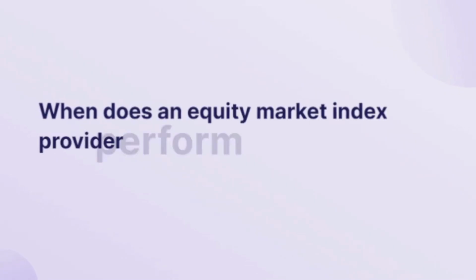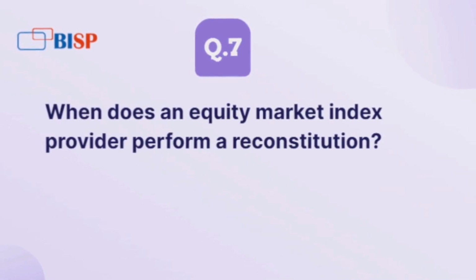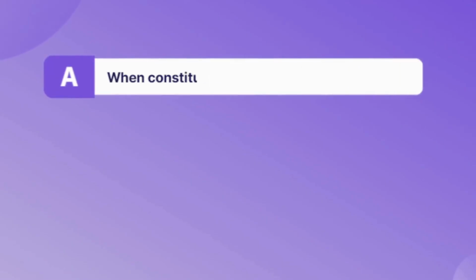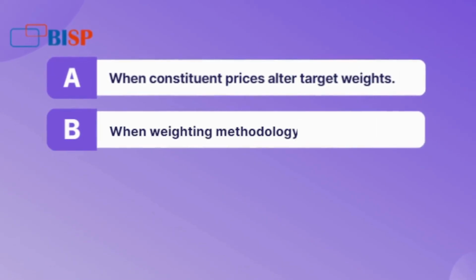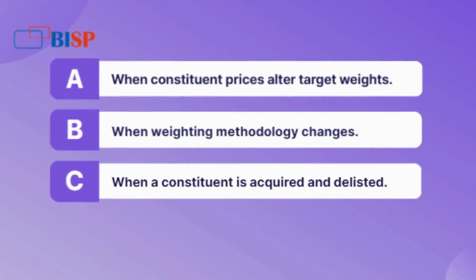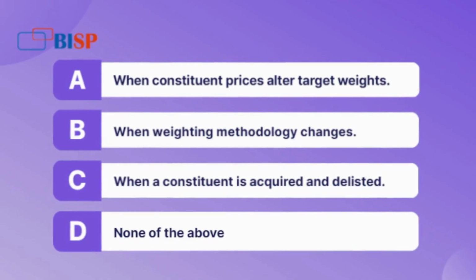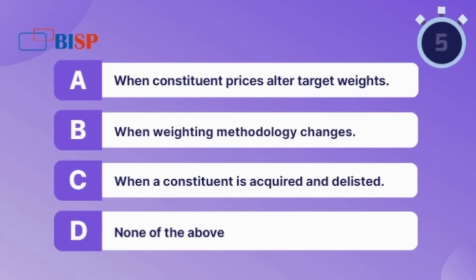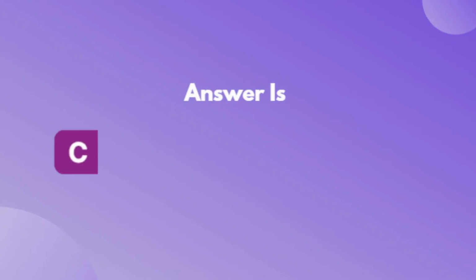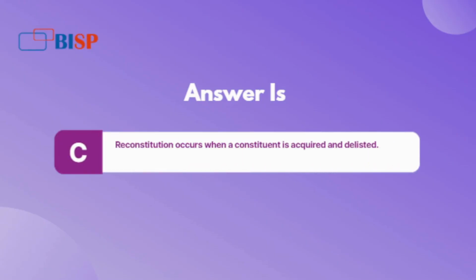When does an equity market index provider perform a reconstitution? A. When constituent prices alter target weights. B. When weighting methodology changes. C. When a constituent is acquired and delisted. D. None of the above. Answer is C. Reconstitution occurs when a constituent is acquired and delisted.